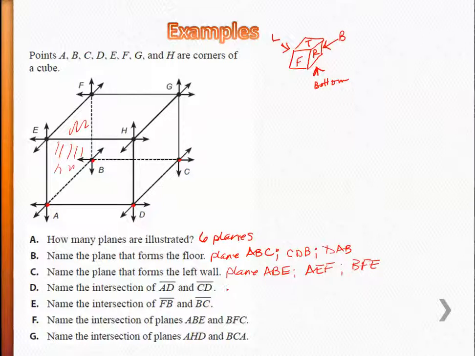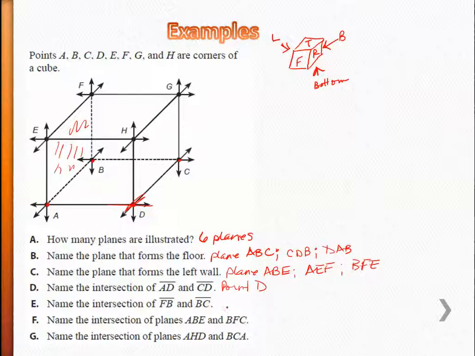Okay, name the intersection of segment AD and segment CD. So I'm going to look right here. Here's AD. And the reason I know to start with point D is because I'm looking at what point the two segments have in common. Because remember, wherever two segments intersect (we called them lines before), they will always intersect at a point. So that's going to be point D.